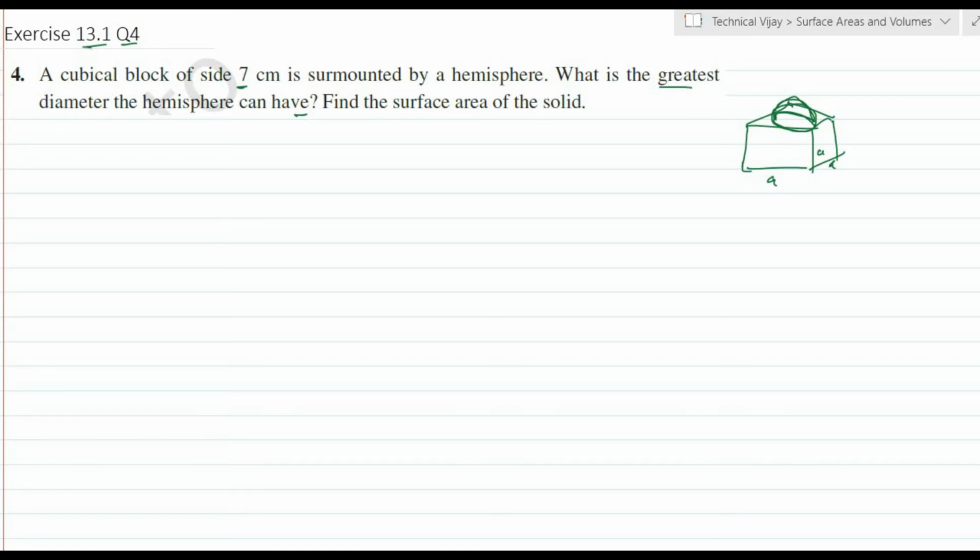So what is the greatest diameter of the hemisphere? Here the greatest diameter will be the total side of the cube. The side is 7 centimeter, he has given. That is a equals 7 centimeter. So this is 7, this is 7 and this is 7. So the greatest diameter is equal to 7 centimeter only.